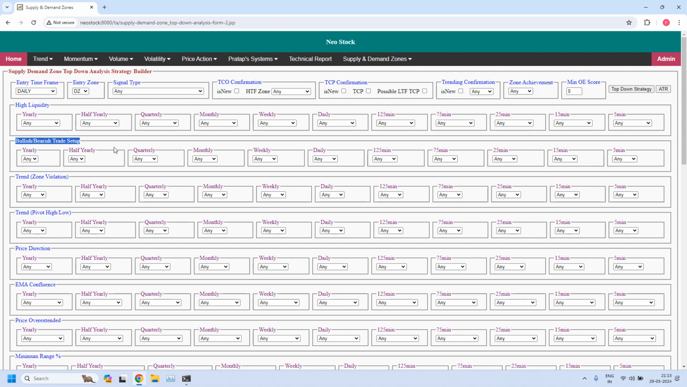So in this bullish or bearish trade setup parameter, in our entry time frame, that is the daily time frame, we have to select the value bullish. So we are telling the software to generate bullish trade setup stocks. But while generating, we want to filter a few other stocks also. So three parameters we are going to select.